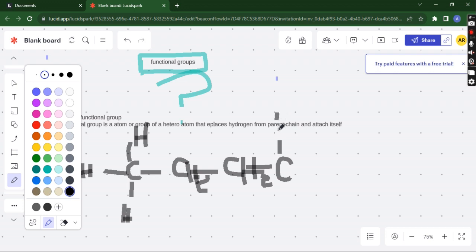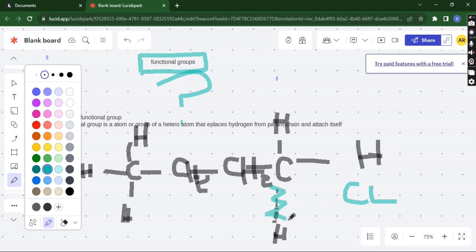Here we have hydrogen, here we have hydrogen, and here we also have hydrogen. Let's make a dotted line so that it shows that this is no longer a part of the carbon parent chain. What exactly happened? A chlorine atom. Chlorine is a non-metal. When it comes, the carbon breaks its bond with the hydrogen and attaches chlorine to itself.